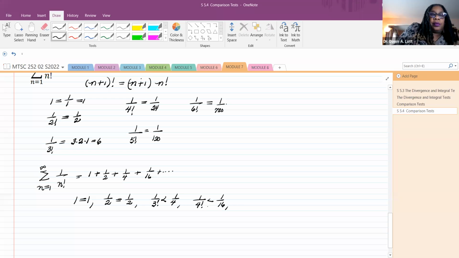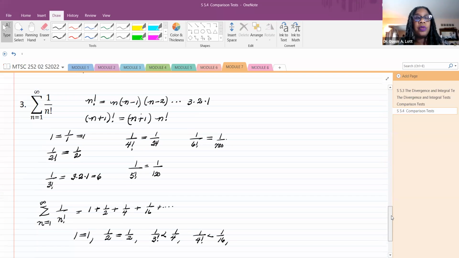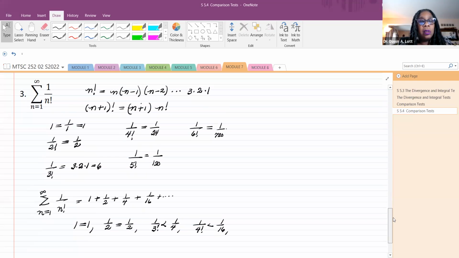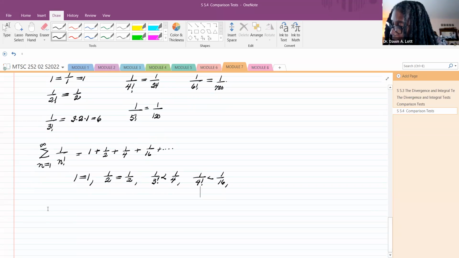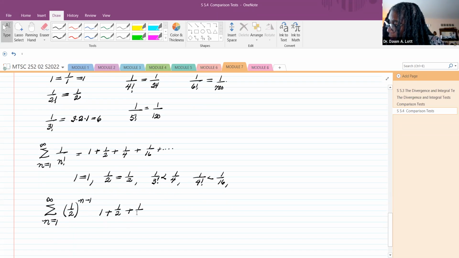Okay, that's the pattern. All right, so what am I doing? I'm bounding, giving an upper bound to everything in this series. So if I look at the sum, n equals 1 to infinity of 1/2 to the n minus 1, I get 1 plus a half plus a fourth plus an eighth plus 1/16 plus dot, dot, dot. Okay, so as you can see, 1 is 1, a half is a half.